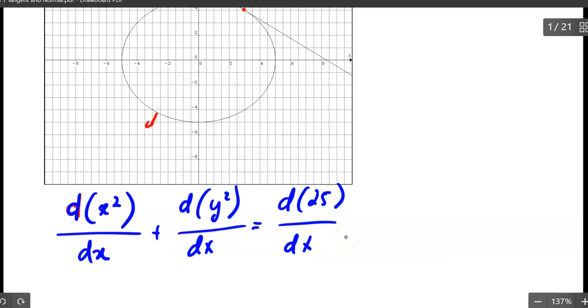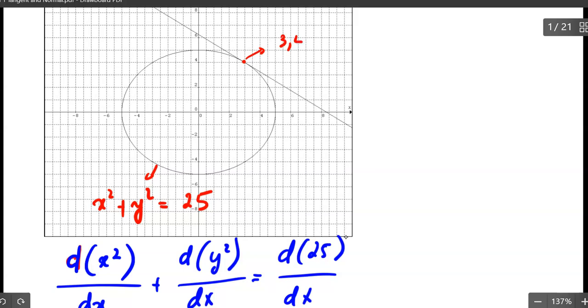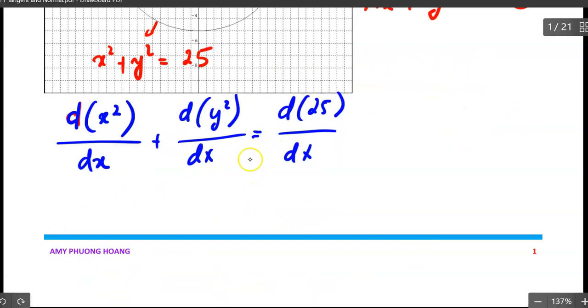So this circle here is x squared plus y squared equal to 25. And the point (3, 4) is given to me. I must find the equation of this tangent line, and then I have to write it as Ax plus By plus C equal to 0. Don't forget that A, B, C are integers. At this point, I will differentiate every single term with respect to x.